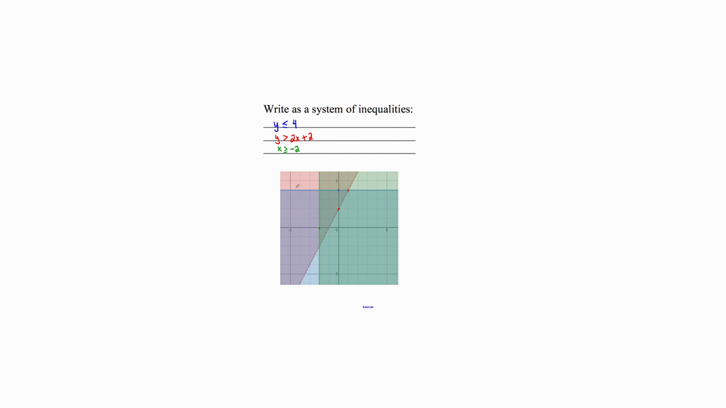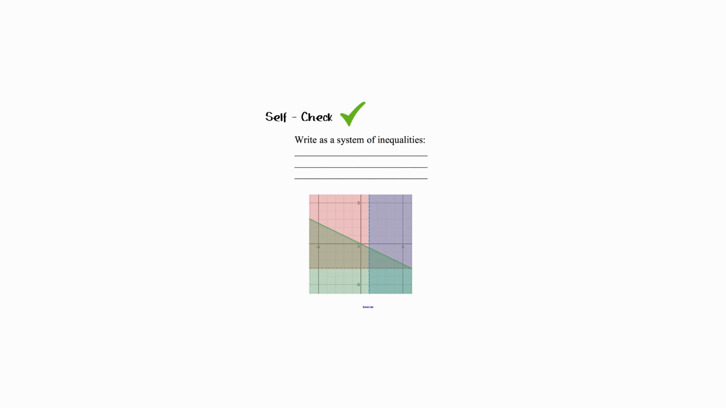So writing a system of inequalities based on a graph is basically just analyzing each thing individually to figure out how to write that system. Okay, last check. Go ahead and see if you can write this system of inequalities yourself. Go ahead and check your answer.